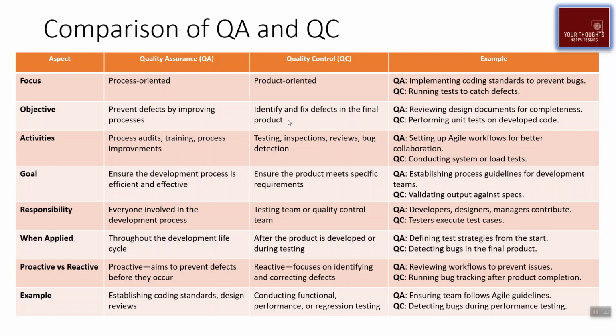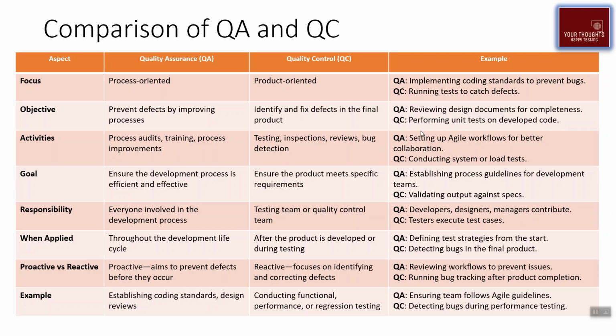But QC is identifying and fixing defects in the final product, because once we have developed the product, the QC process will start. We will see another example of how we can implement and distinguish both QA and QC. Reviewing the design document for completeness belongs to QA, and performing the unit test on the developed code is related to QC.